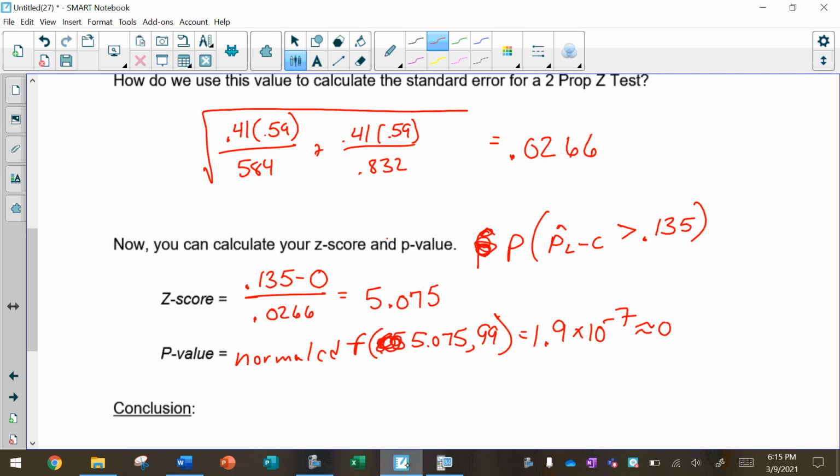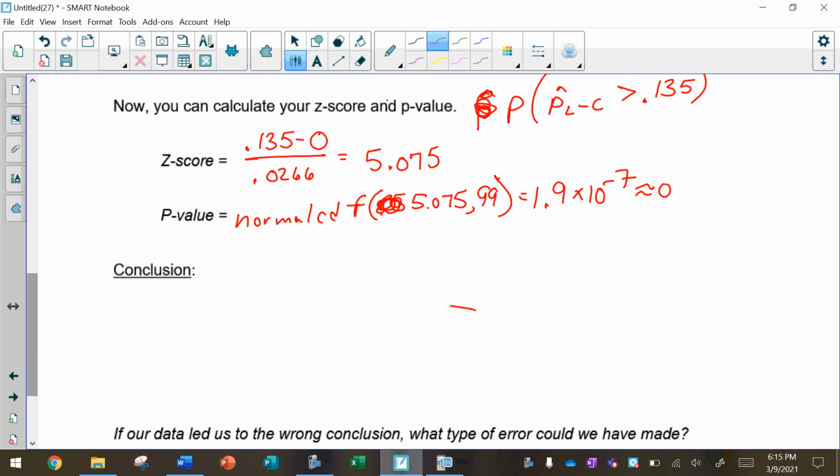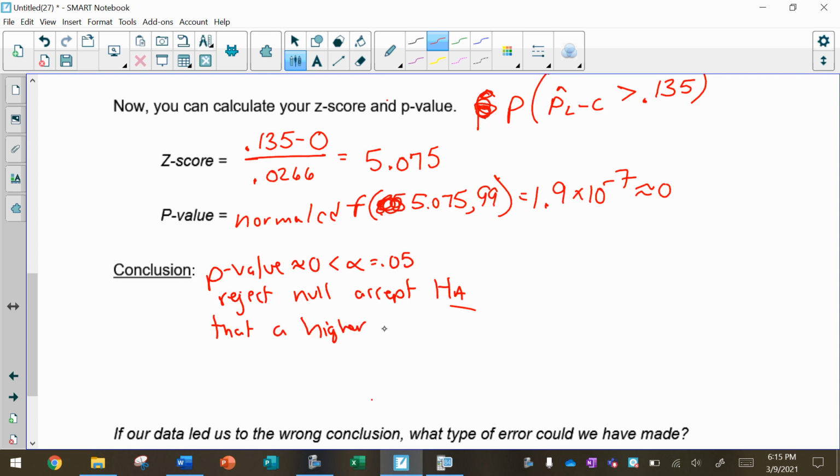So we make decisions the exact same way. P-value about 0, less than alpha equaling 0.05. Reject the null. Accept the alternative. And we describe the alternative in context: a higher proportion of liberals have tried plant-based meats. And there you go. That's the two proportion z-test.